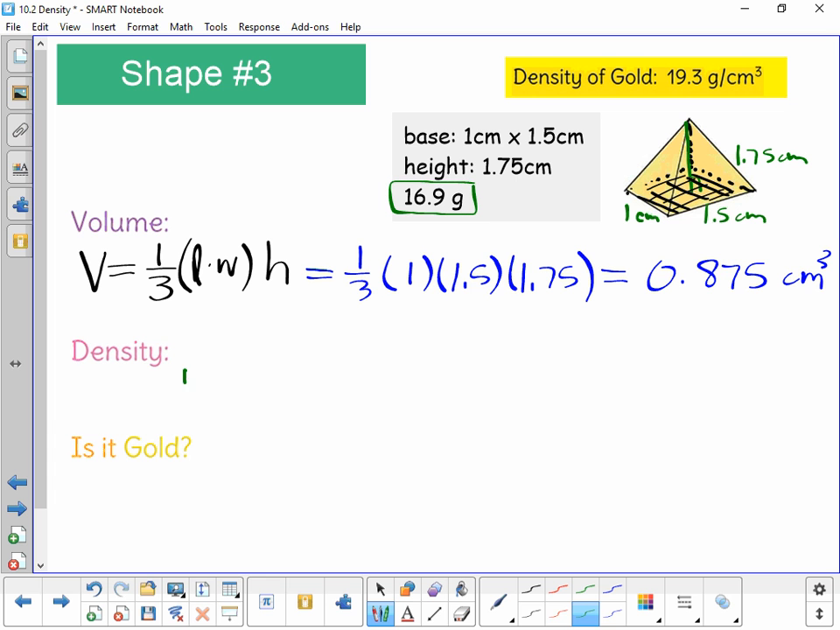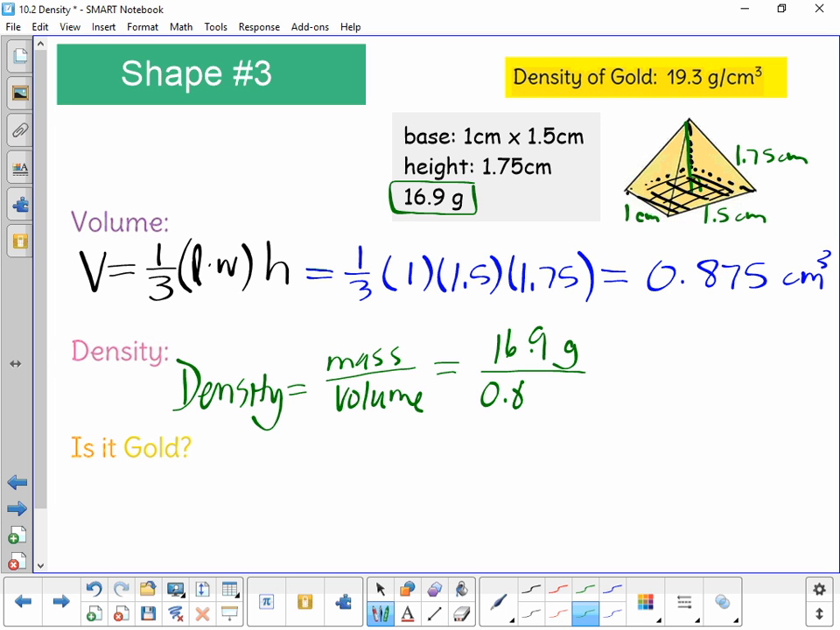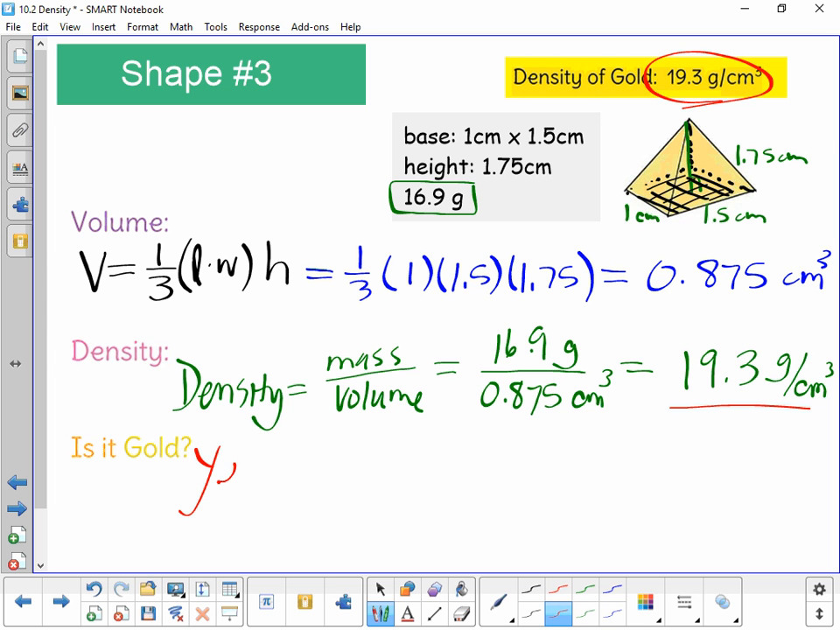It also gives us the mass here. So as we're calculating the density, we know that the density is the mass divided by the volume. In this case, 16.9 grams is the mass and 0.875 is the volume. And so if we calculate the density there, we get 19.3 grams per centimeter cubed, which matches our gold density. So yes, this is probably actually made of gold and not just some metal that looks like gold.